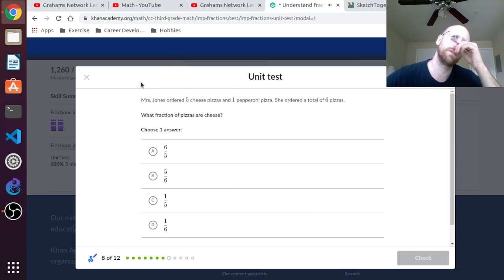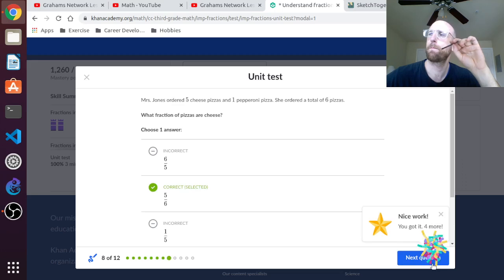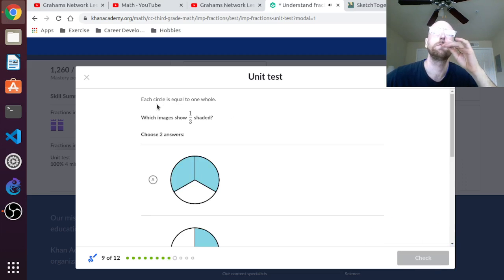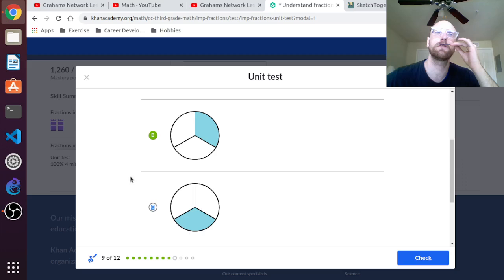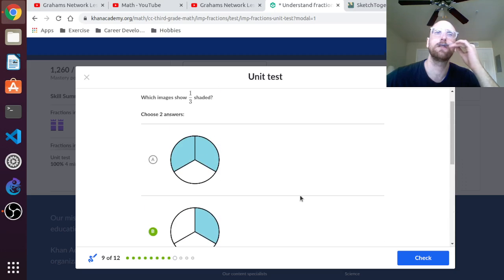Mrs. Jones ordered 5 cheese pizzas and 1 pepperoni pizza. She ordered a total of 6 pizzas. Which fraction of pizzas are cheese? Okay, so 5 of the 6 pizzas are cheese. Which circle is equal to 1 whole? Oh, each circle is equal to 1 whole. Which images show 1/3 shaded? This one does, and this one does. Okay, and that's it.